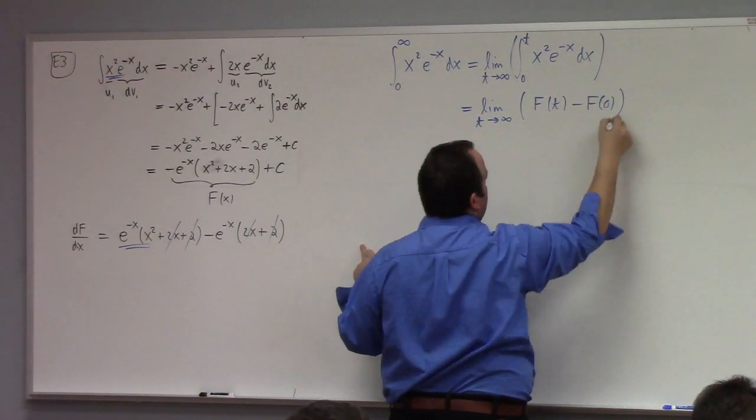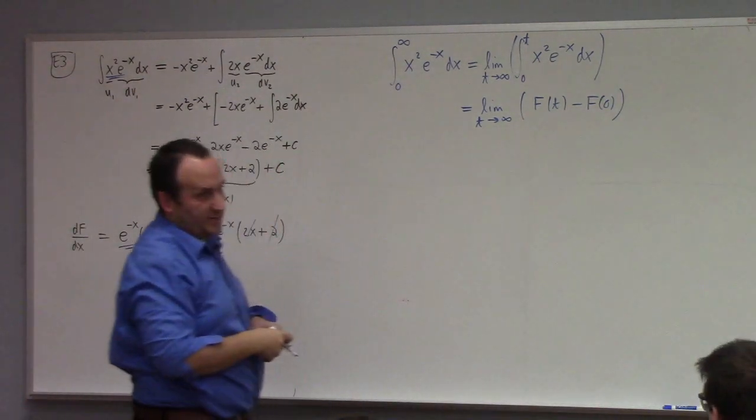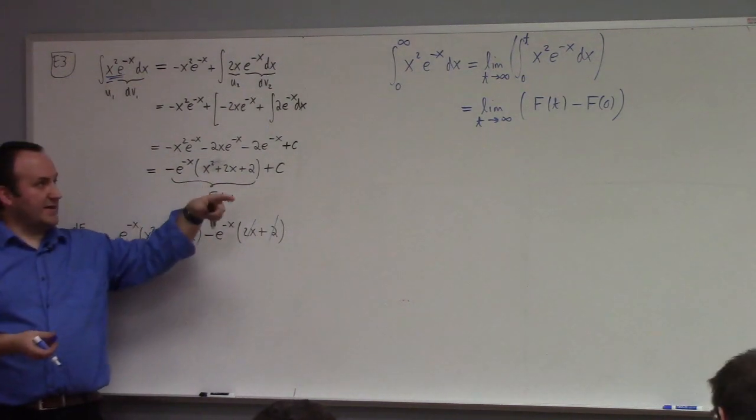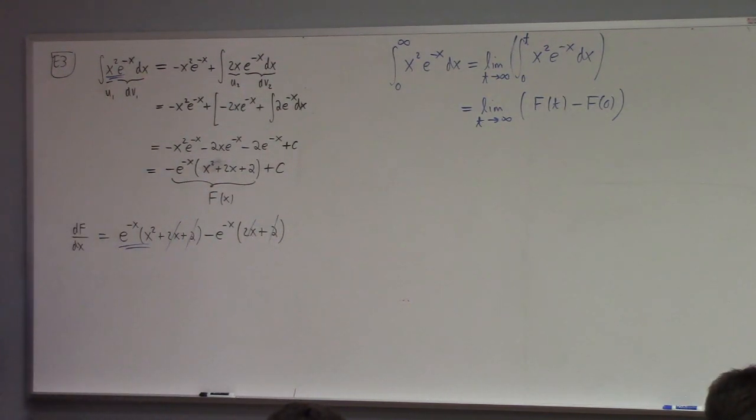I put this in-between step in here just to emphasize the logic of what I'm doing, okay? I don't always write that down, but I think it's helpful. I mean, that's what I'm doing. I'm taking this antiderivative, I'm plugging in t, I'm taking the difference at 0. What is f of 0 here?